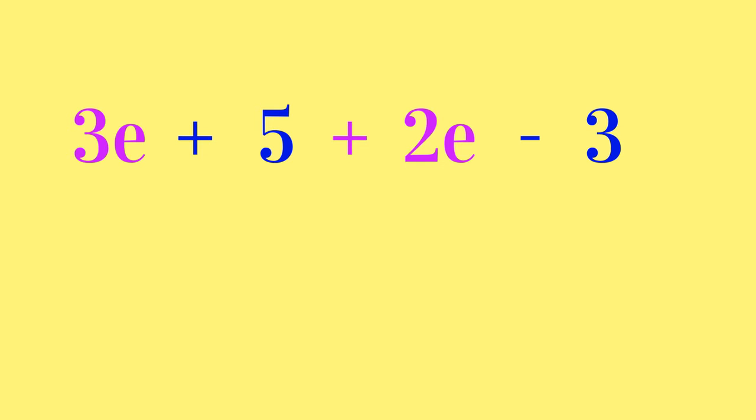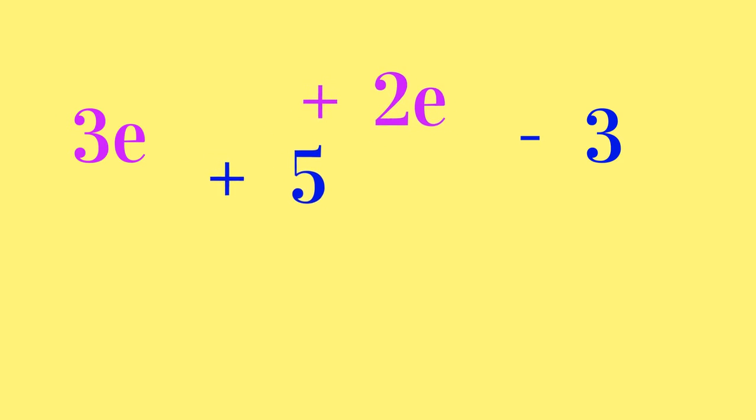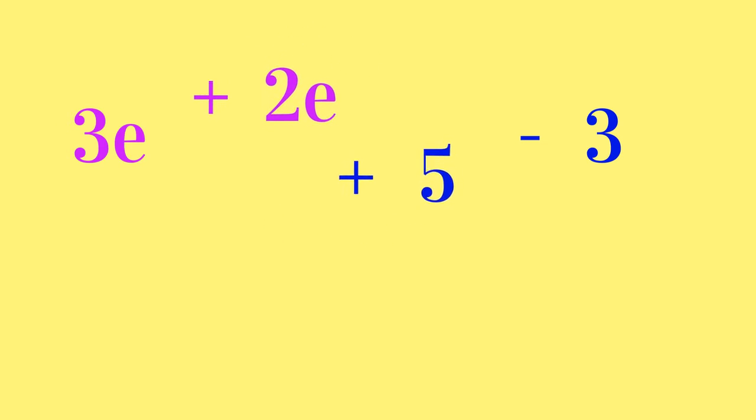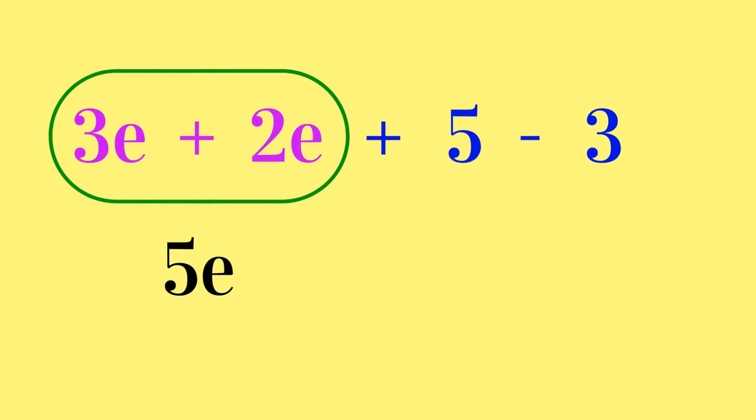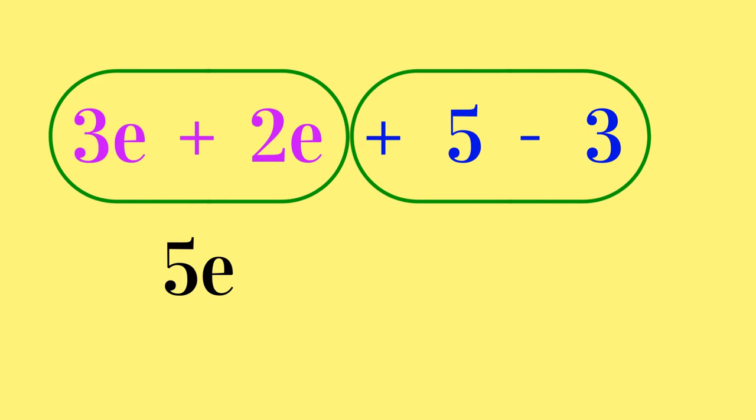Now we take the two terms consisting of variable e and put them together. Remember that the addition or subtraction sign in front of each term will move as well. The expression is now easier to simplify. 3e add 2e is 5e, and add 5 subtract 3 is 2. So the expression has been simplified to 5e add 2.